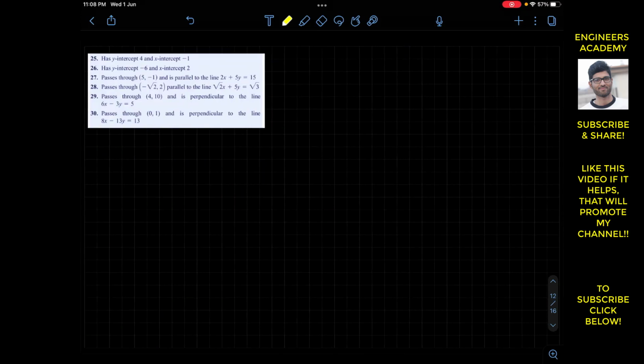Now the next exercise is exercise 28, and again it says: find the equation of the line which passes through this point and is parallel to this given line. The point is given, that is x1 and y1, equal to (-√2, 2), and the line is given. That line is √2 x + 5y = √3.